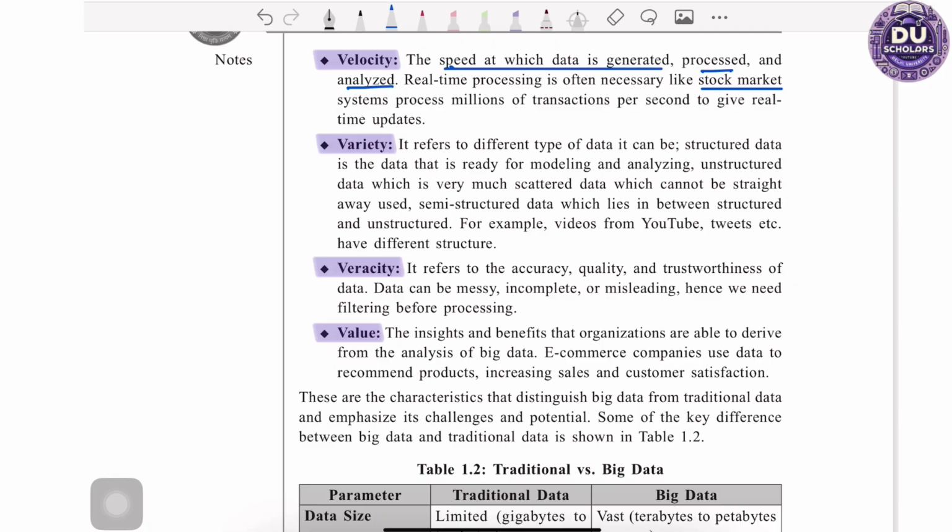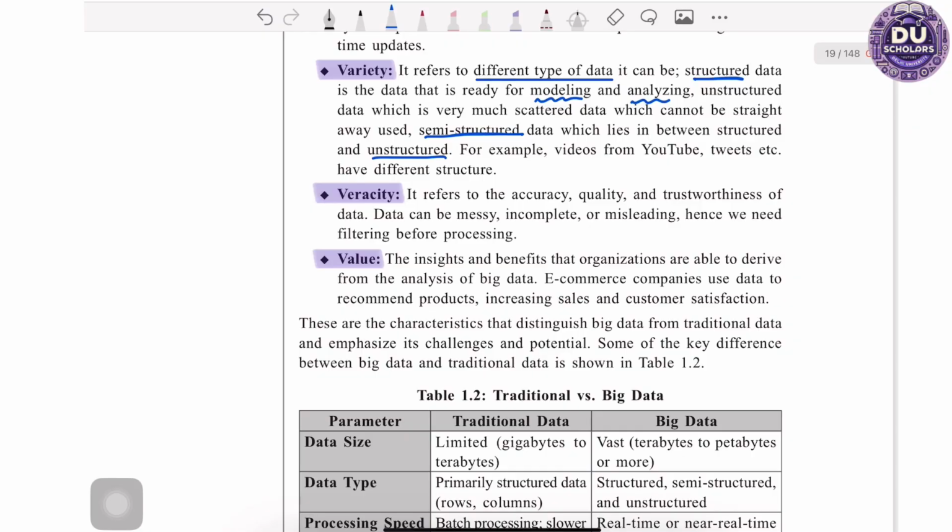Talking about the variety, it refers to the different types of data collected. It can be structured, unstructured, or semi-structured. It can be any type of data. Structured data is the data that is ready for modeling or analyzing. We talked about modeling and analyzing of structured data and unstructured data in our last video also. You might refer to that. Unstructured data is very much scattered data which cannot be straight away used for analysis purposes, right? Semi-structured data lies in between structured and unstructured, for example videos from YouTube, etc., which have different structures, right?